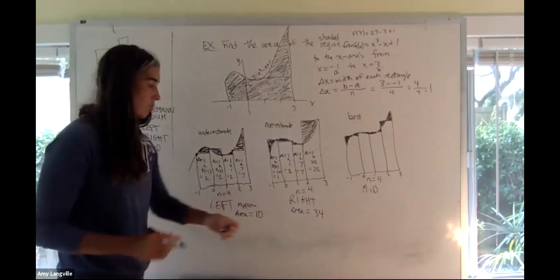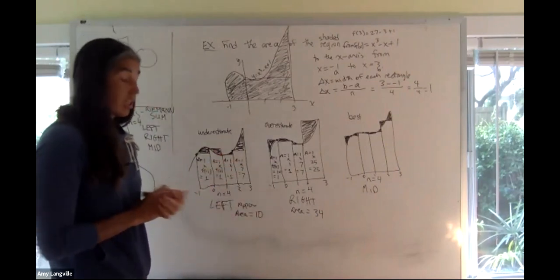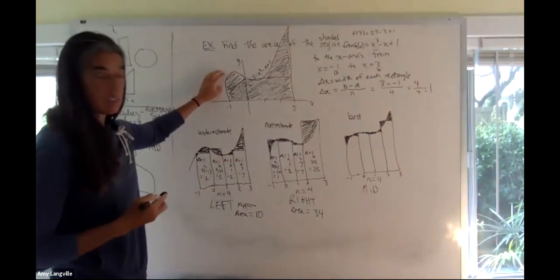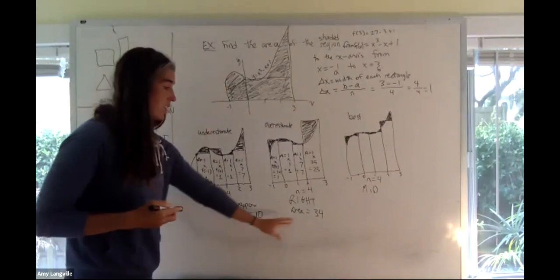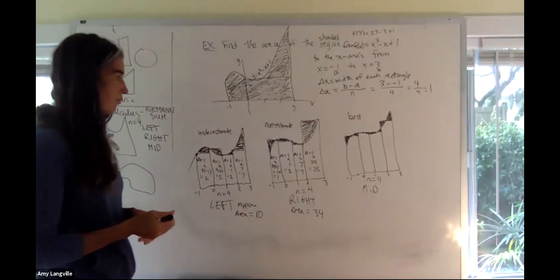So in this one, we thought it was going to be an overestimate, just looking at our picture. And again, if your picture is drawn to scale, you can get a better sense. So our true area at this point, we can say, lies somewhere between 10 and 34, but that's a big range. We should be able to do better than that.